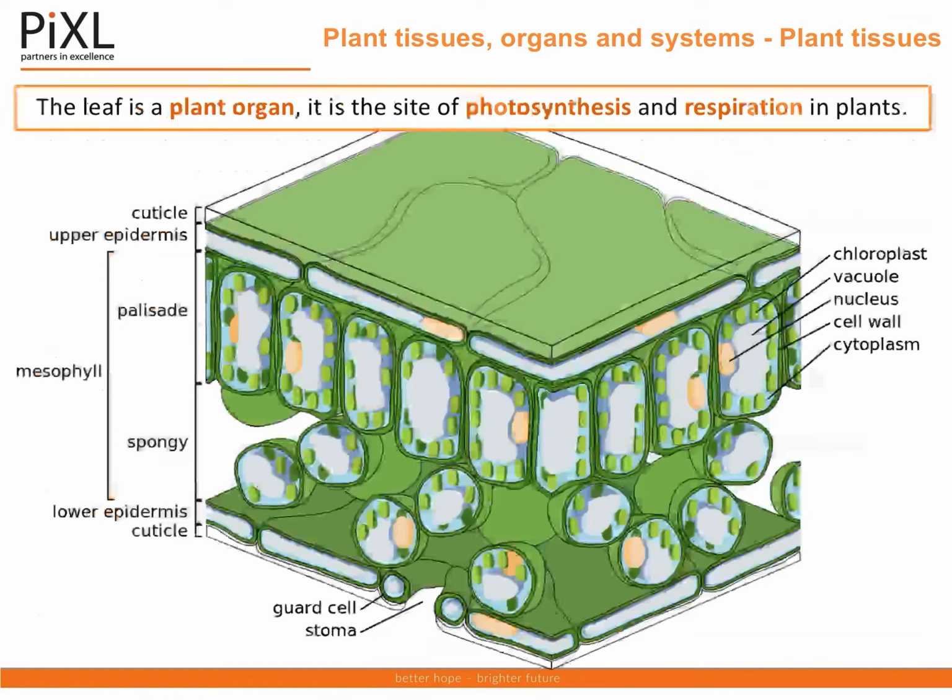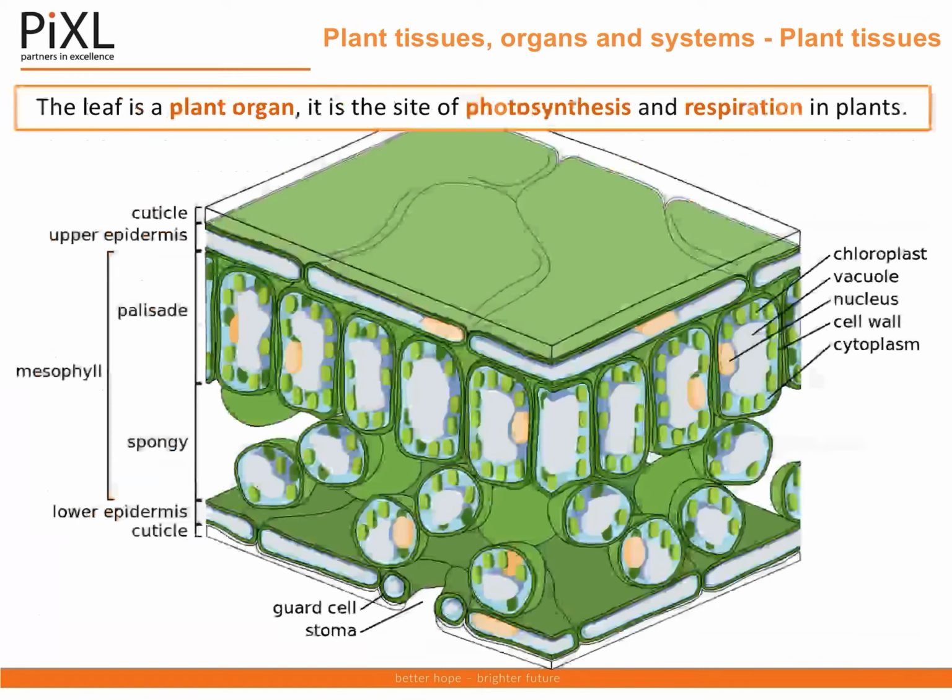Here is a drawing of a leaf. If you cut a leaf down through it, and you had a microscope, these are all the different cells and tissues that you would see. You have to be able to label these cells and tissues within a leaf. At the top we've got our cuticle, that's our waxy layer.